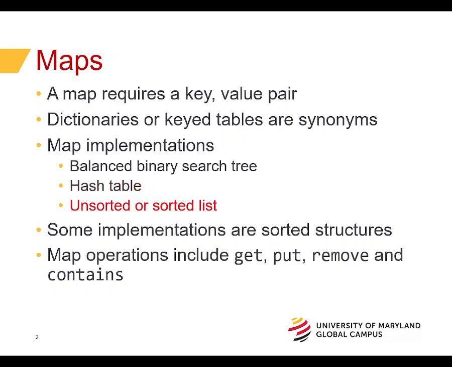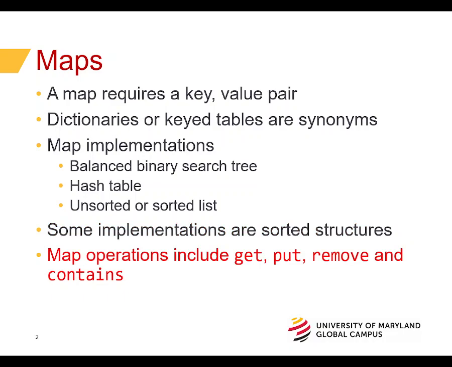Unsorted and sorted lists are another possibility. Previously, we saw an example of a sorted list used to implement a set. A similar implementation could be used for a map. But because both are less efficient than other possible choices, they are typically not used for this purpose. As was true with sets, some implementations are sorted structures and some are unsorted.